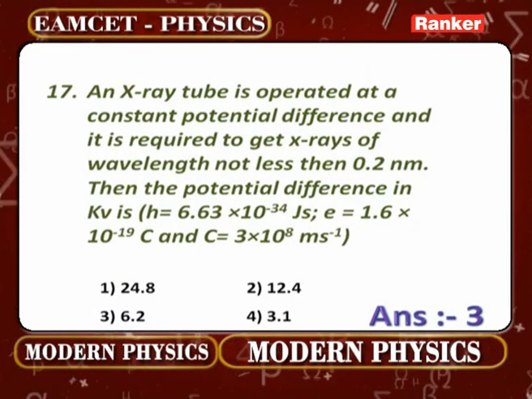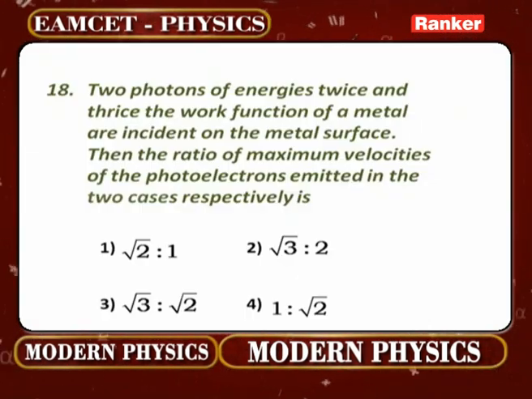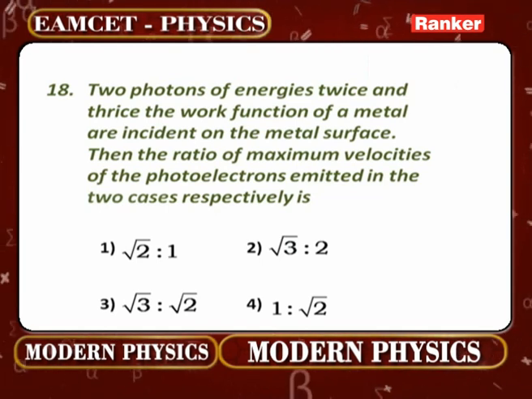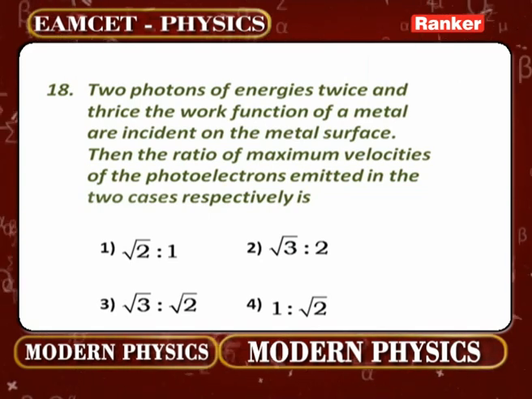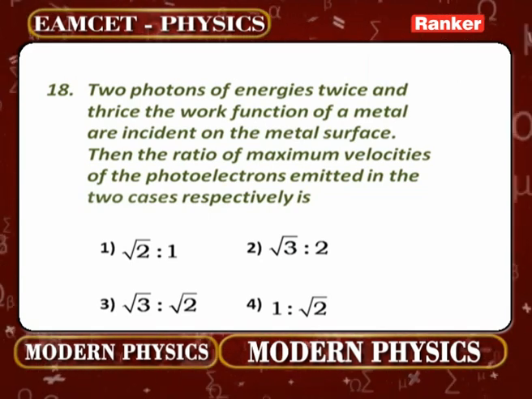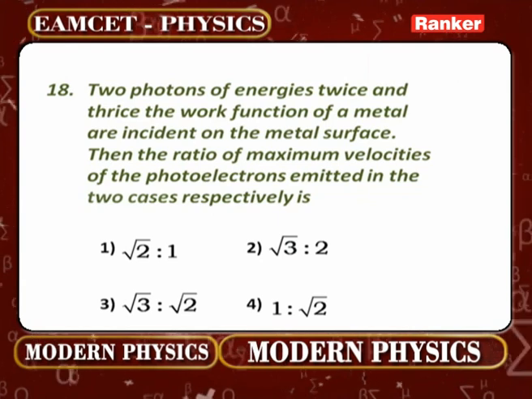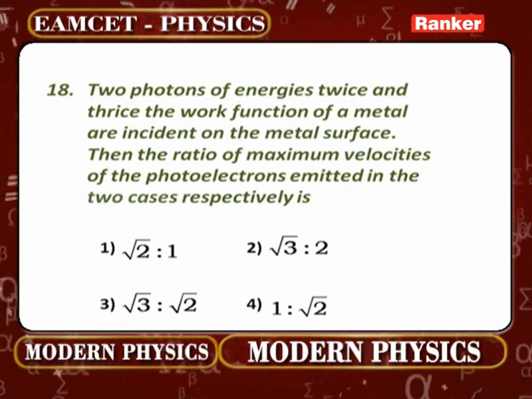Look at the next number, that is problem 18, please. 2 photons of energies twice and thrice the work function of a metal are incident on a metal surface. Then the ratio of maximum velocities of the photoelectrons emitted in the two cases respectively will be.